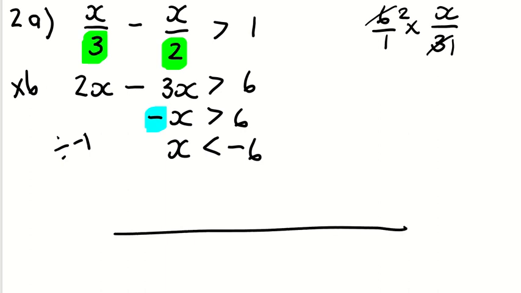I draw my line. There's minus 6. It does not include minus 6, but it's all the x values smaller than minus 6. So it's to this side. Okay.